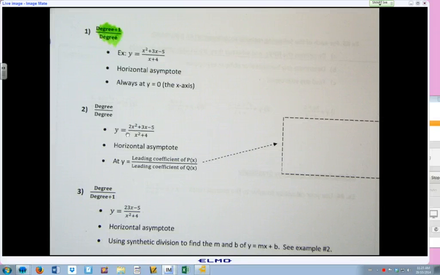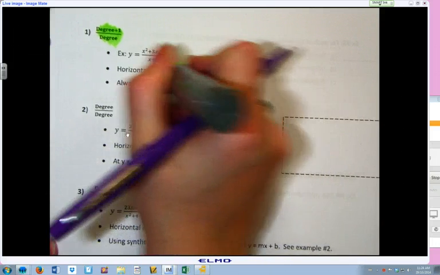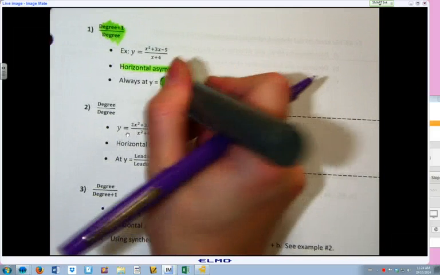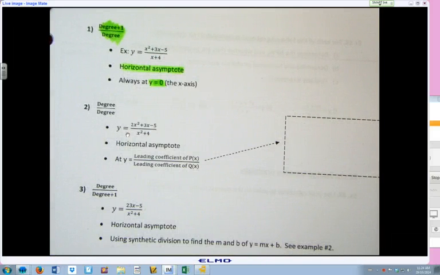And there's an example of what I mean. So the top has a degree of 2 because it's quadratic, and the bottom has a degree of 1 because it's linear. So that's what a question is going to look like. What that tells you is it's a horizontal asymptote, and it's always at y equal to 0. Anytime you have degree plus 1 over degree, it's always a horizontal asymptote, and it's always right on the x-axis.